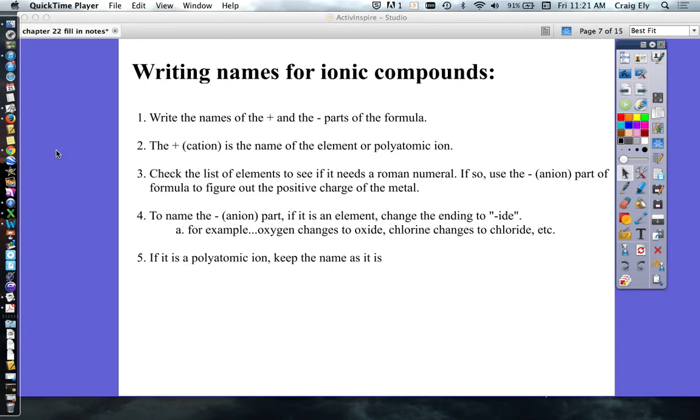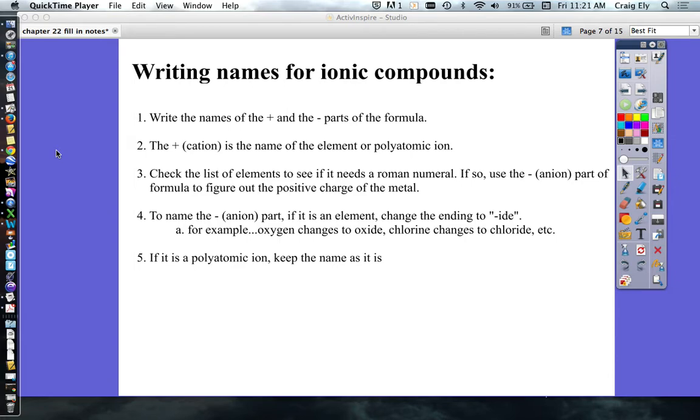Going to be looking at more with ionic compounds. Last time we looked at how we go from the name of the ionic compound to coming up with the formula. Today we're going to do just the opposite. You're going to have the formula and you're going to come up with the name.